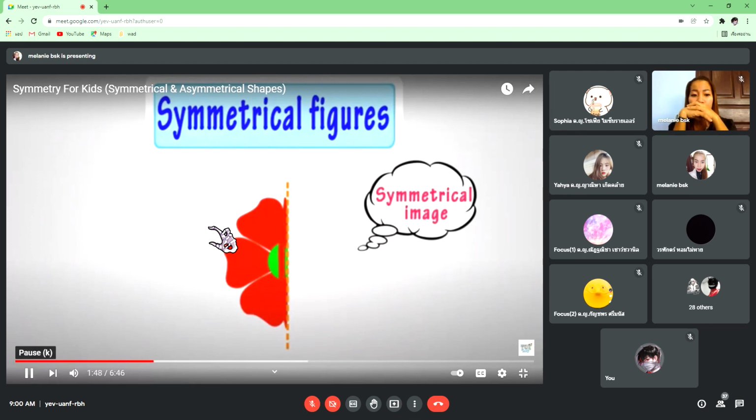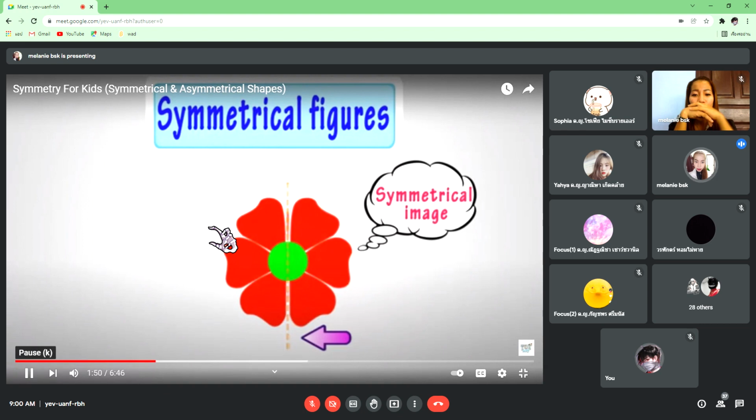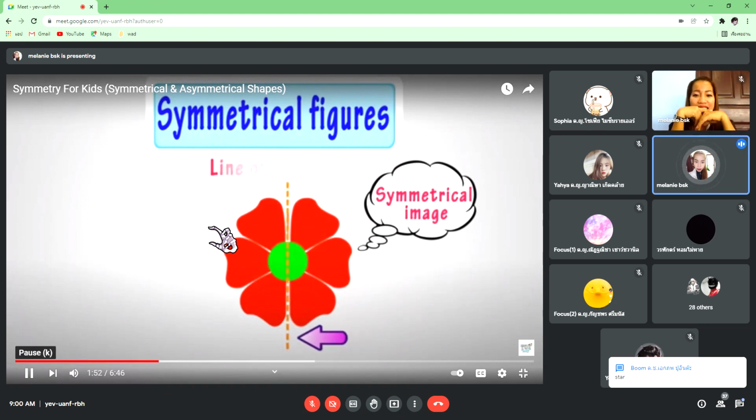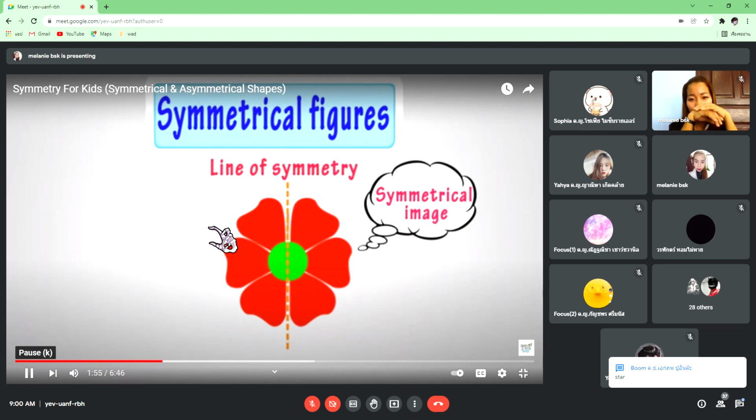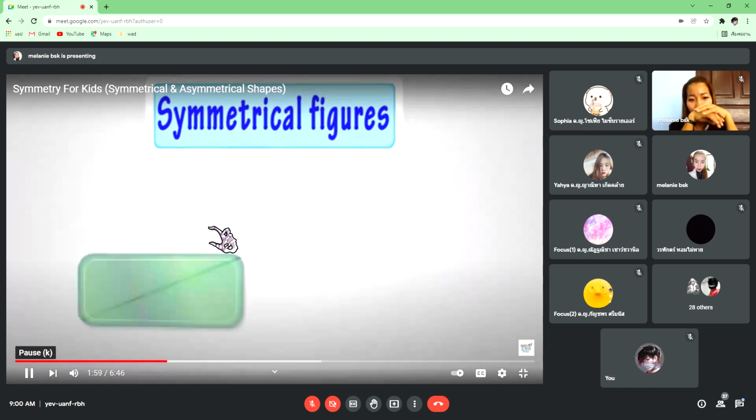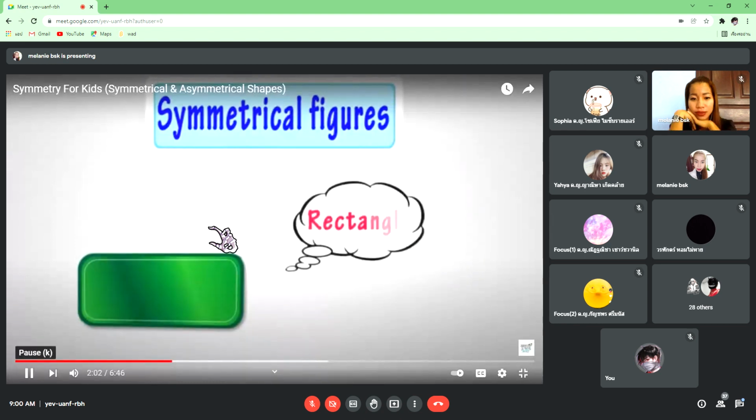Symmetrical image. One line of fold is its line of symmetry. Now, let's try the same with another figure. Here is a rectangle. Let's fold this rectangle halfway.